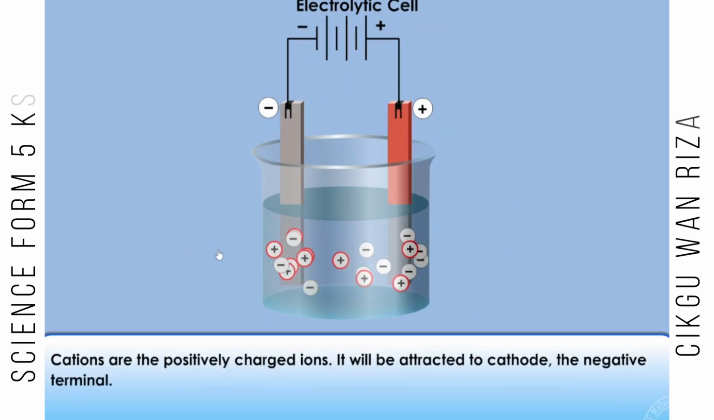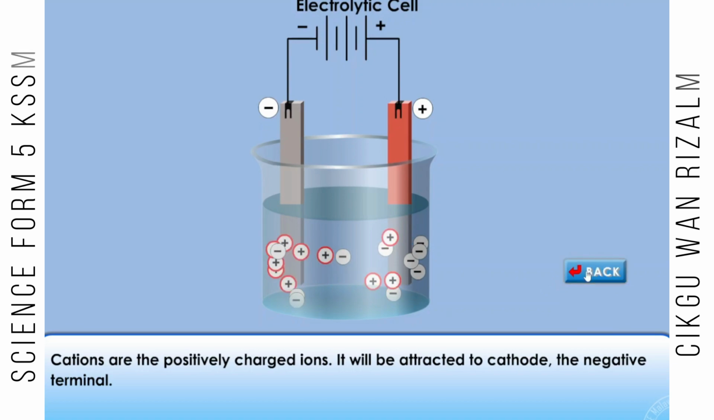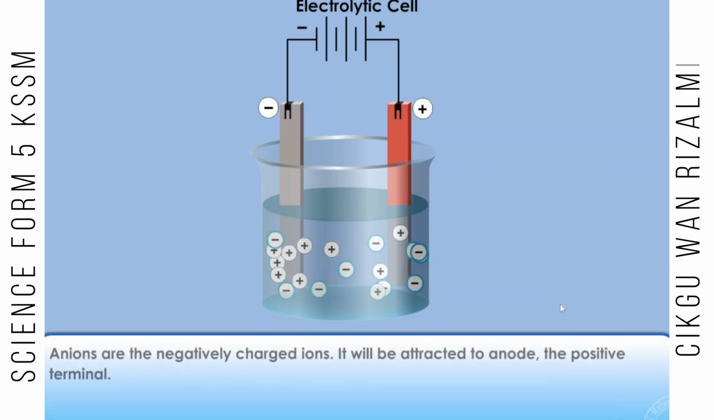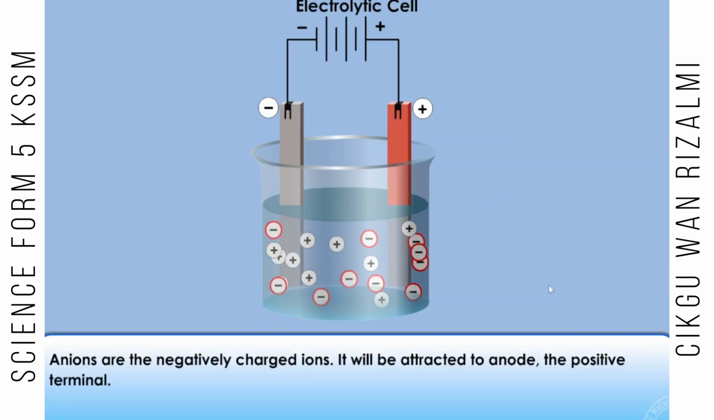Cations are the positively charged ions. They will be attracted to the cathode, the negative terminal. Anions are the negatively charged ions. They will be attracted to the anode, the positive terminal.